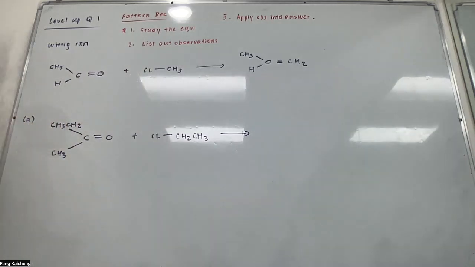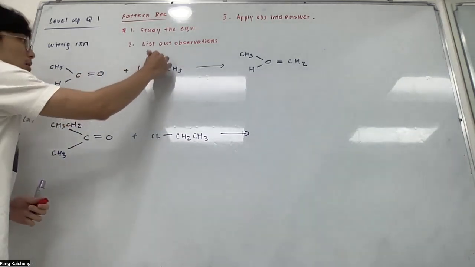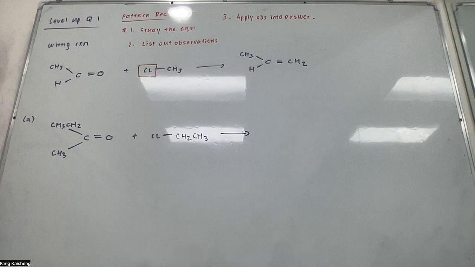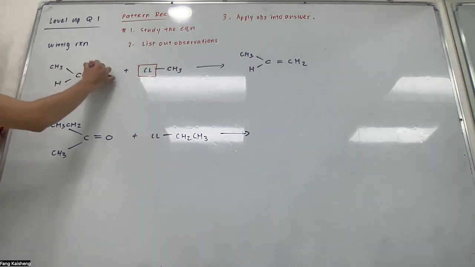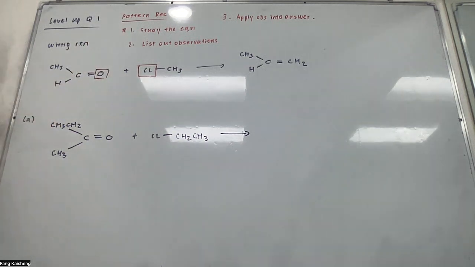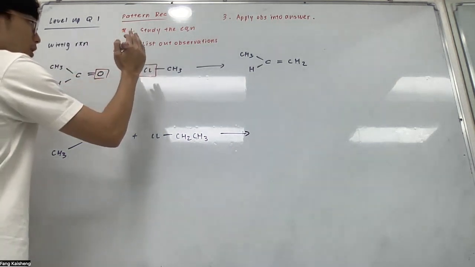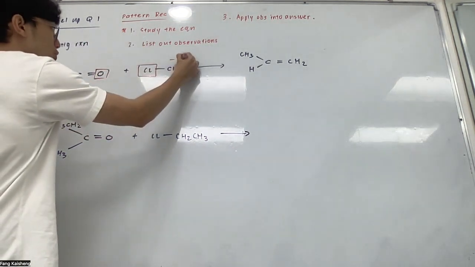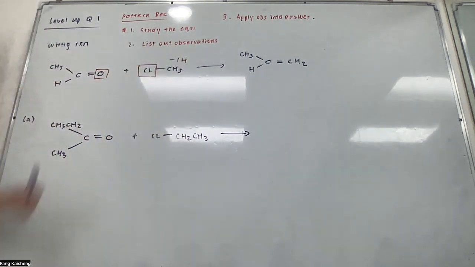Okay, the Cl is gone. That's number one. I'm just going to circle the Cl. Cl is gone. Okay, anything else? Before versus after. Keep comparing. Oxygen is gone. So O and Cl are gone. Then what happens afterwards? Anything else? Okay, one less H over here. So they take away one H, then it becomes CH2 then. Okay, form between.